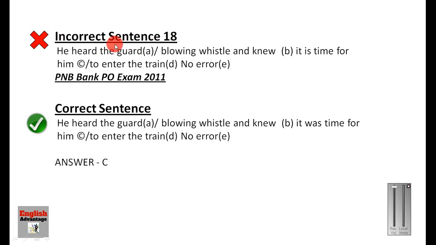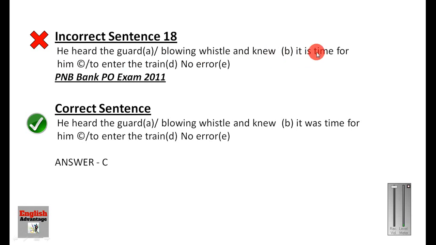Incorrect sentence number 18. He heard the guard blowing whistle and knew it is time for him to enter the train. Just see here, this entire sentence is starting with "heard," the past form of the verb. So each and every verb has to be in the past tense. He heard the guard blowing whistle and knew. This is also past tense. "It is" is wrong. It should be "it was." It was time for him to enter the train.